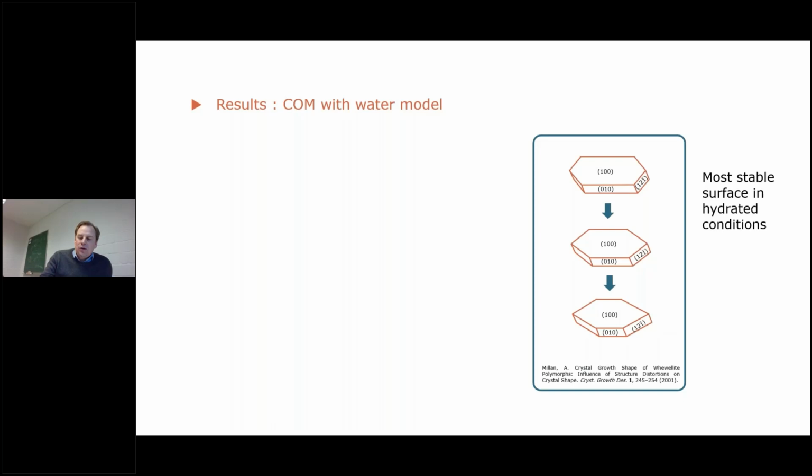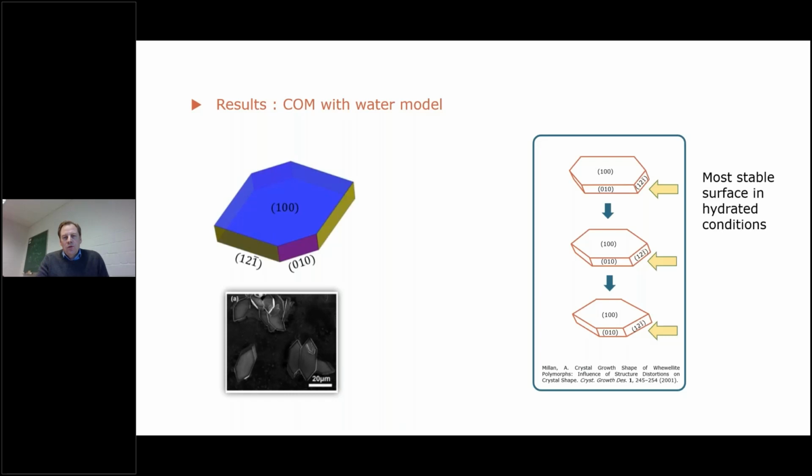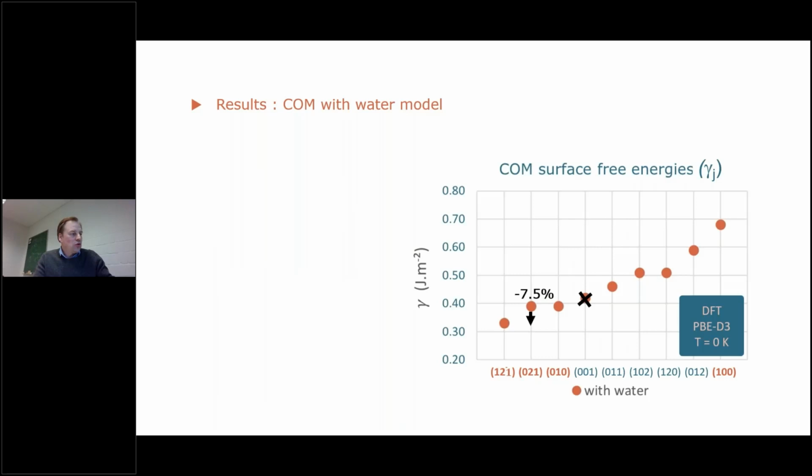Another challenge would be to have a look at it also ab initio, at the molecular atomic level. So here you see the growth of the 121 surface, in competition with the 010. I go maybe a little bit faster because I don't want to show you everything.